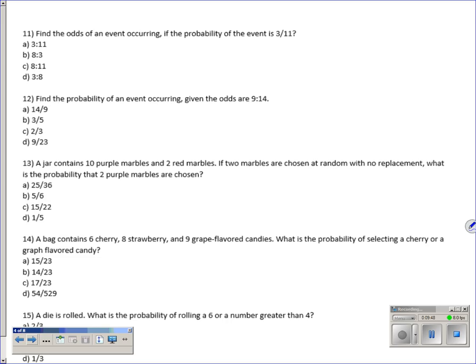All right, number 11 says find the odds of an event occurring if the probability is 3 out of 11. Okay, so odds is success to failures. What we see in probability is the success. Okay, so that's my first number. To get my failures, you're going to take the bottom number and subtract the top number, because it's going to take your total outcomes and subtract your successes to be left with your failures. Okay, so that's 3 out of 8. So that is D.